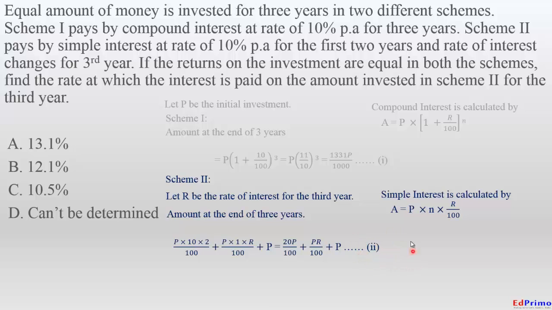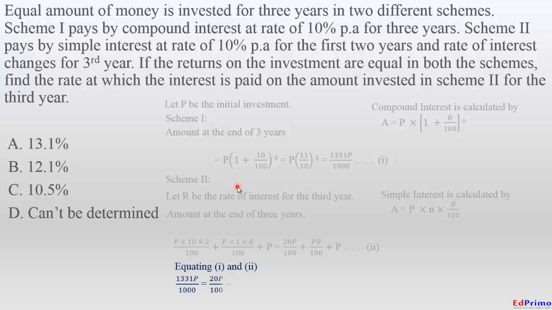Now, we know that the return on investment in both the schemes, scheme 1 and scheme 2, are equal. And therefore, we will be able to equate the amount that we get at the end of 3 years for scheme 1 and scheme 2. That is, 1331P/1000 that we got from the first scheme will be equal to 20P/100 + PR/100 + P, which we got as the amount at the end of 3 years using the second scheme.